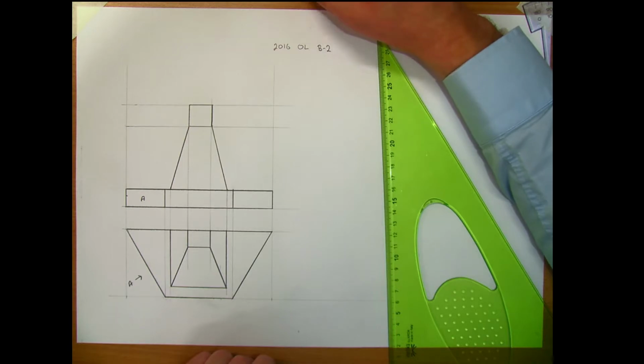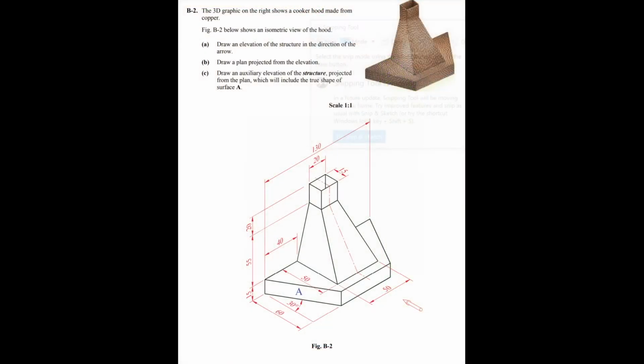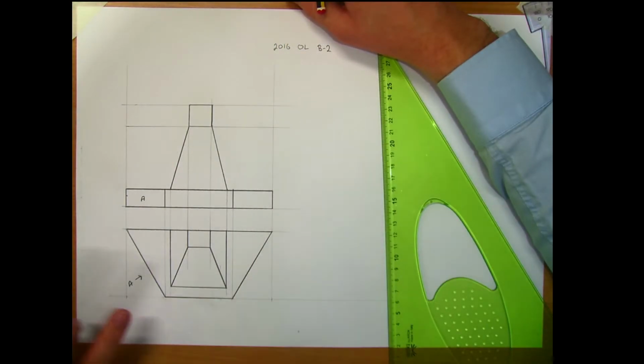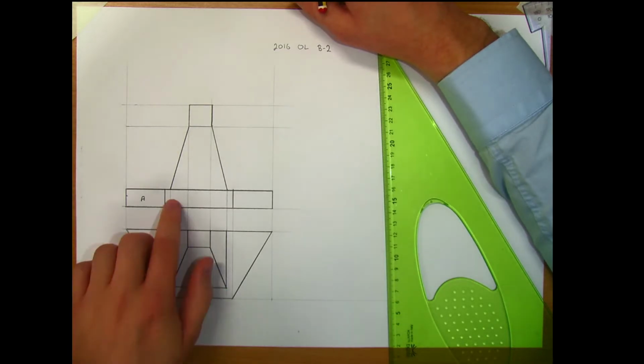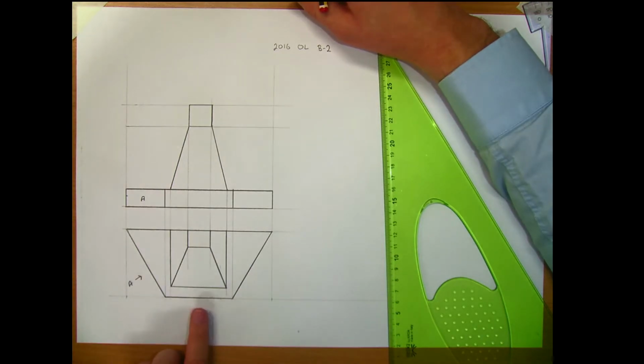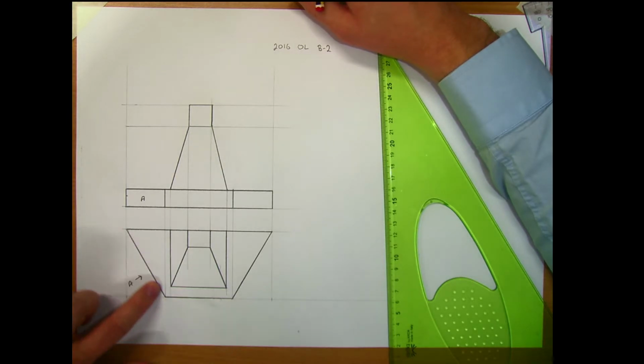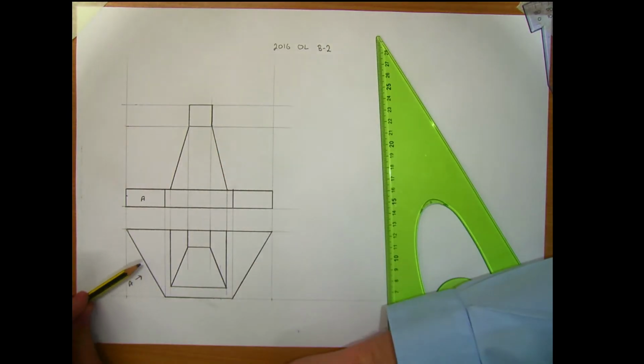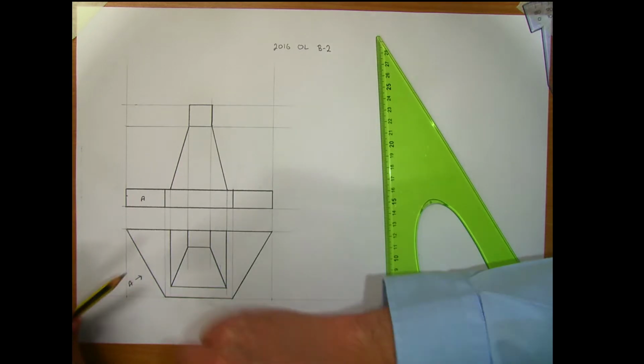Next part of this question is to draw an auxiliary elevation of the structure. So it's the entire structure projected from the plan, which will include the true shape of surface A. So if we want to find the true shape of a surface, we need to look in perpendicular to it. So this bit of a surface that we've got here, that's a true shape because I'm looking straight in at it this way. This is a true shape down here. So to find the true shape of surface A, I need to look in perpendicular to it. And if I look in this way here, I'm looking perpendicular to it.